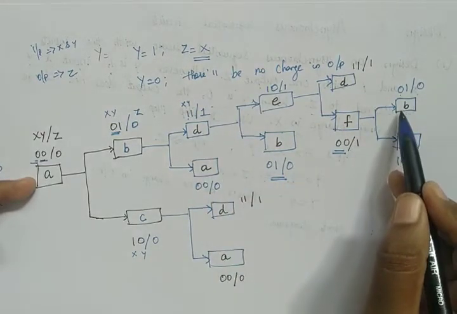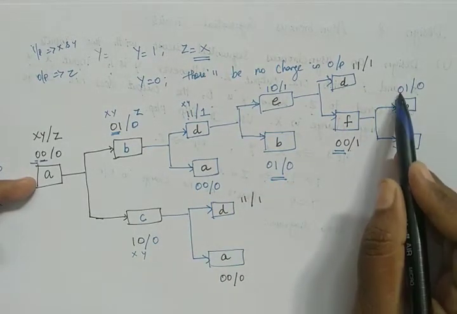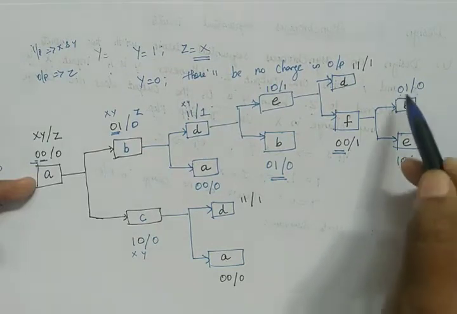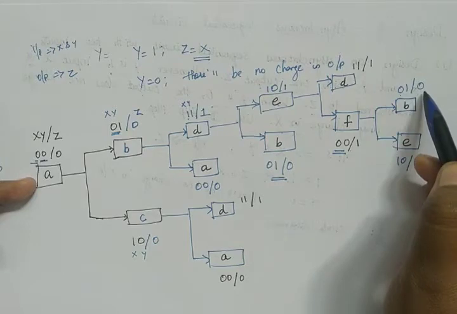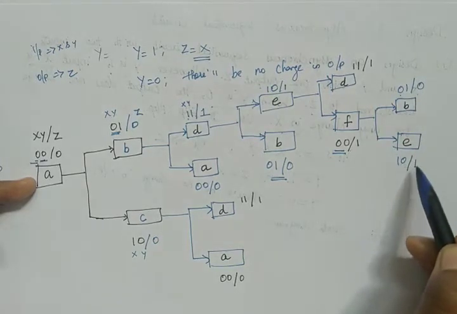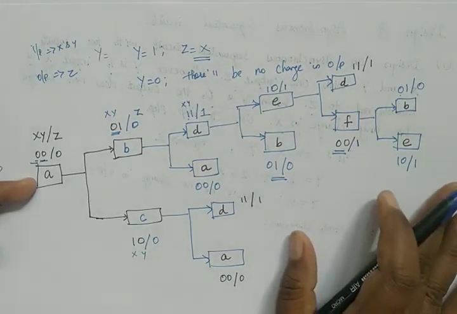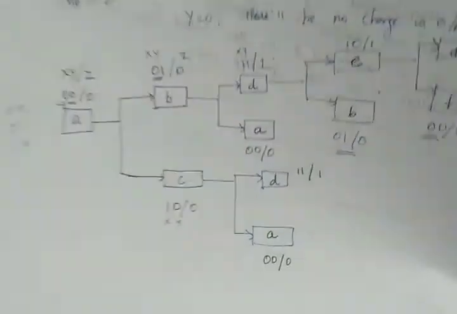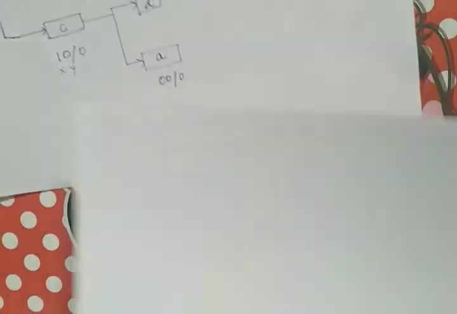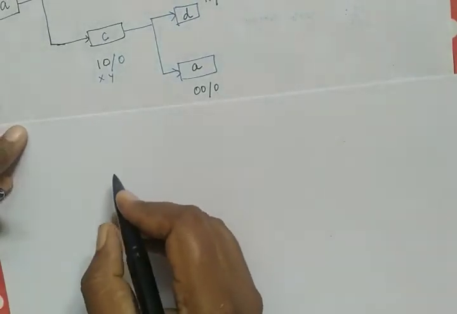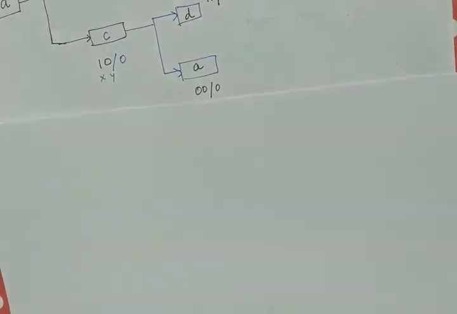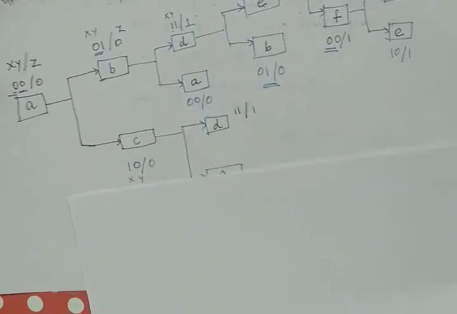Then here we have 0 0. So it may be 0 1 or 1 0. Then check for XY inputs. So based on the Y, if it is 1, Z will be X. If it is 0, then there will be no change. That's it. Now we have to draw the state diagram by keeping this. This is just a tree structure. For our convenience, we are drawing this. We have to draw the state diagram. Let us draw the state diagram by keeping this tree structure.